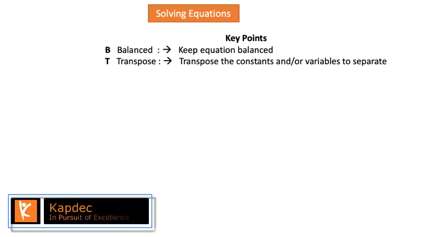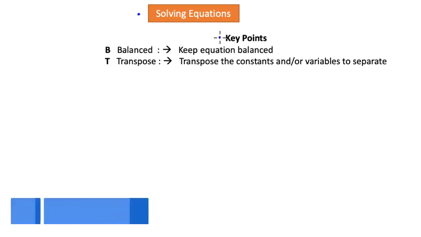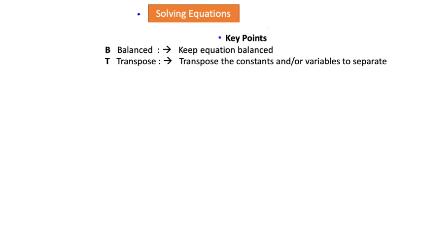Alright, so now it is time to talk about finding the solution to an equation, okay? While we are talking about the solution to an equation, there are a few key principles you need to keep in mind. I call this the Bluetooth principle. B stands for balanced, where I'm stating that you should keep your equation balanced all the time. And T stands for transpose, meaning try to transpose your variable and constants across the equal sign so that you can separate them from each other, right? So these two principles will make more sense once you have gone through some solution steps, okay?